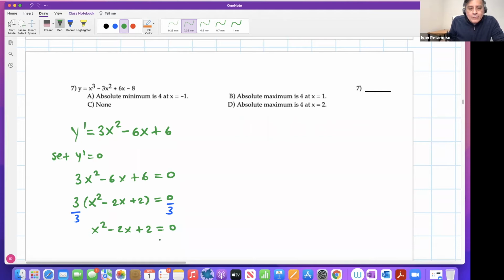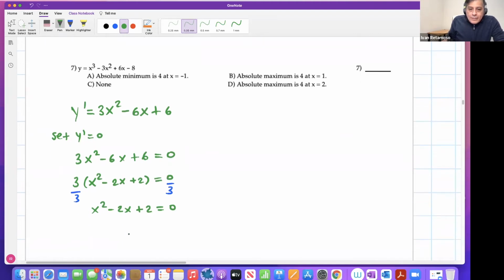You may say 1 times 2, Professor. Yes, 1 times 2 is 2, but when you add 1 plus 2, that's 3. Even if you change the sign, -1 plus -2 is -3. Not factorable. Now you may say, okay, Professor, but we have the quadratic formula. Even if you use the quadratic formula, it's not factorable. Let's double check that.